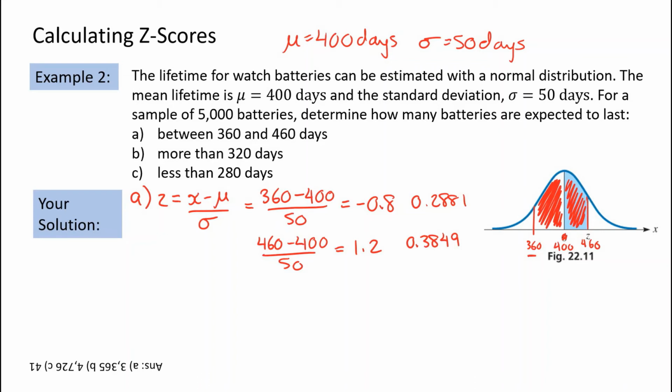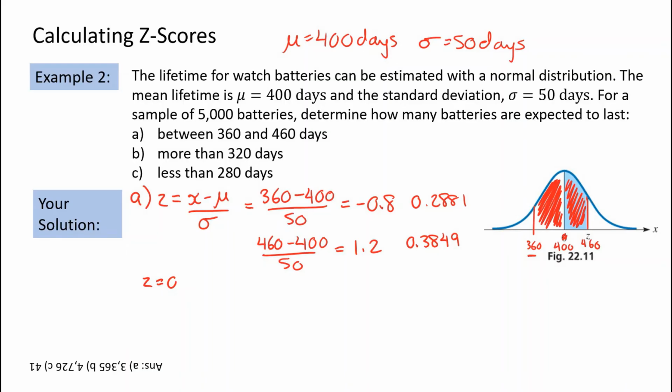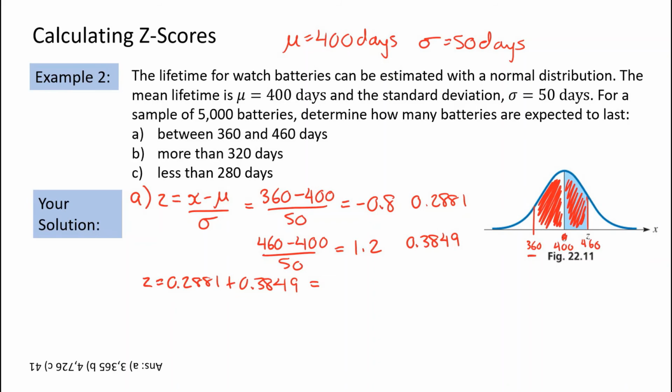So if we want to know all the batteries that would last between 360 and 460 days, we add those areas together. So we get 0.2881 plus 0.3849, and if you add those up, you get 0.673. That means 67% of batteries should last between 360 and 460 days. If we take that and multiply it by the total number of batteries, we get 3,365 batteries, which is approximately 2/3, that should last between 360 and 460 days.